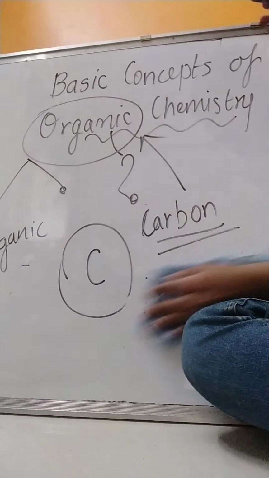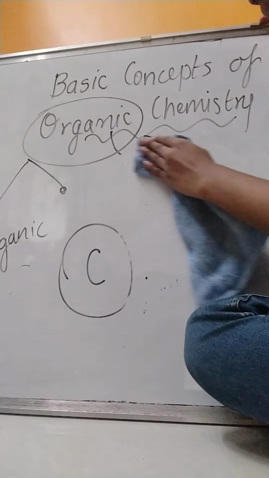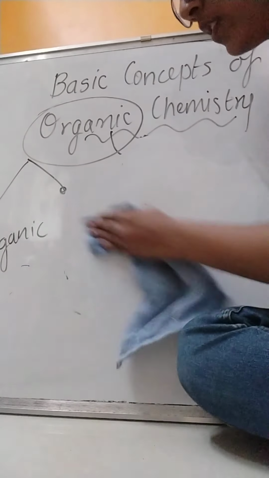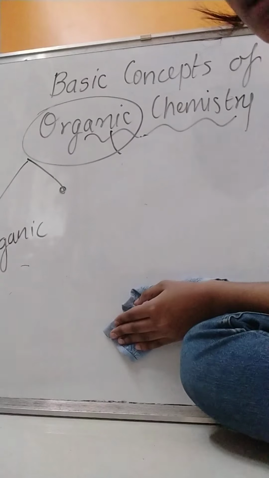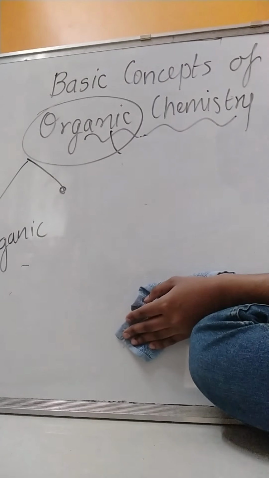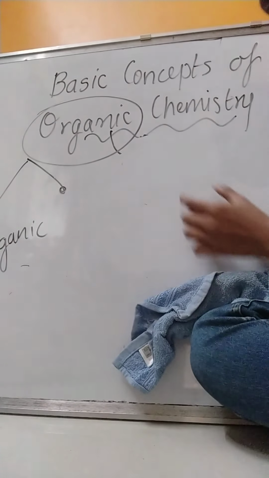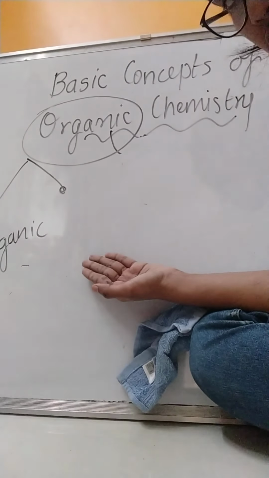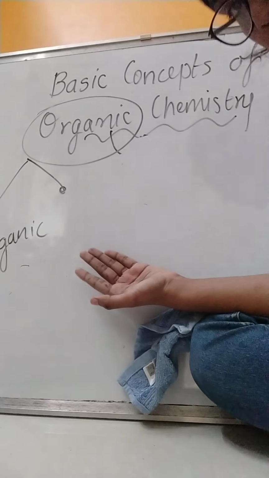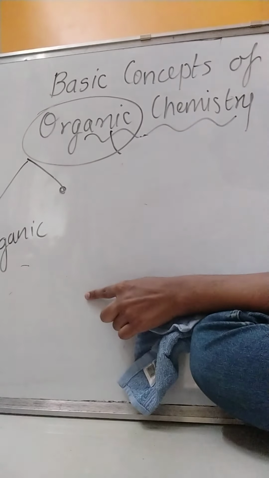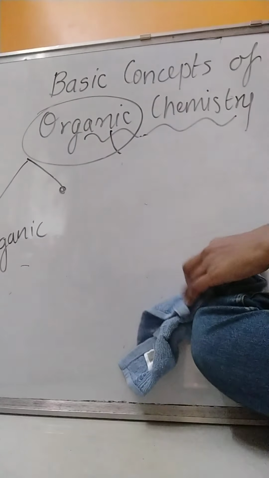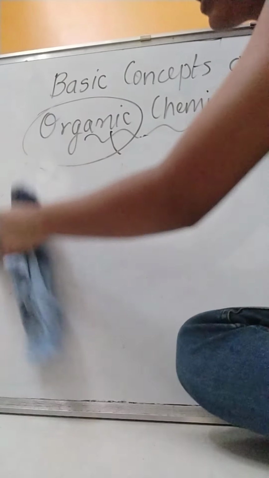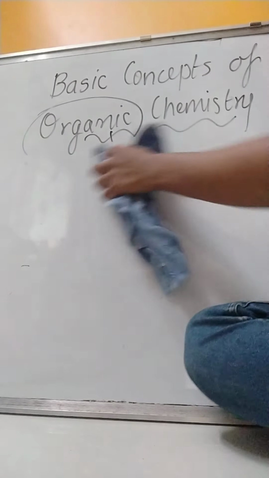Okay, so now if I ask you about the compound sugar, is it organic or inorganic? Sugar is obtained from sugarcane. Sugarcane is a plant, which is a living organism, so it lies under organic compounds. So the study of sugar will come under organic chemistry.